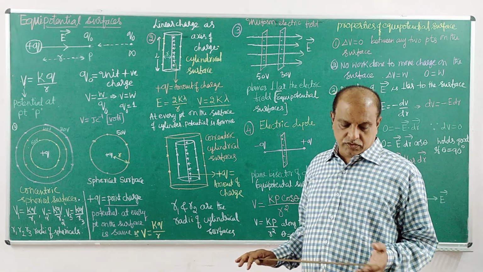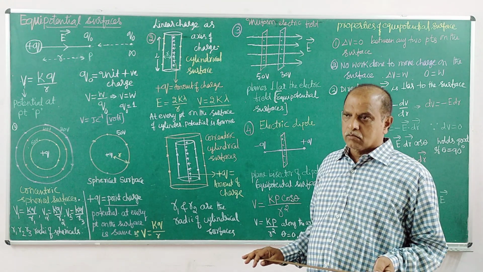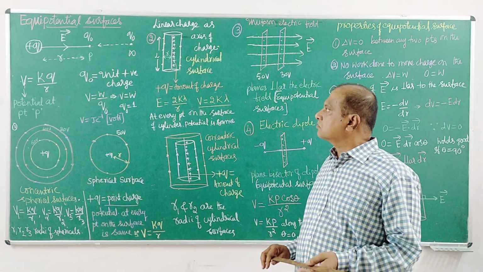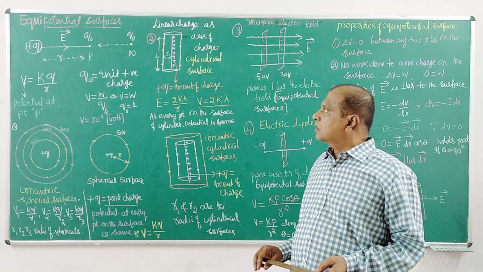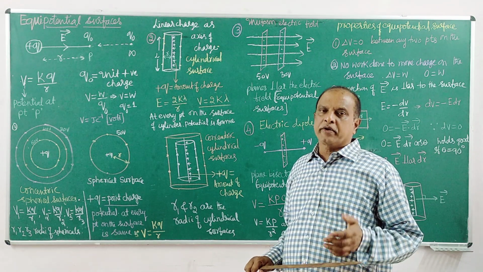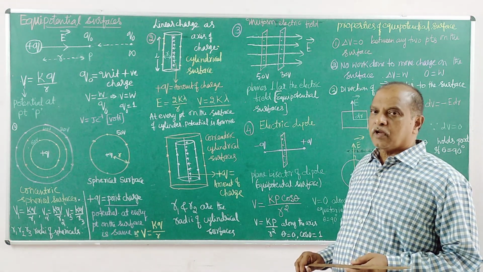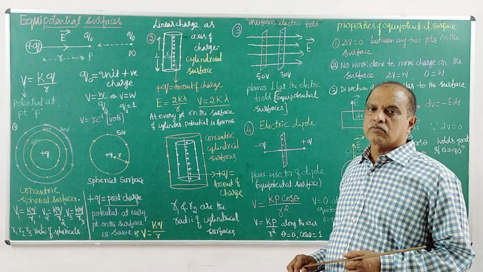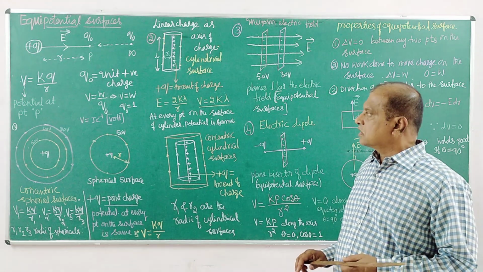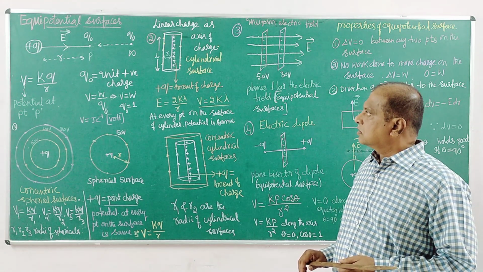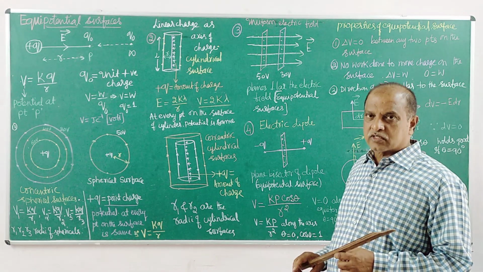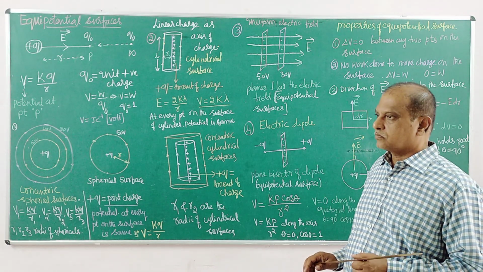Equipotential surfaces. Potential means it always refers to a point. Potential at a point. It arises as a result of electrostatic charge.